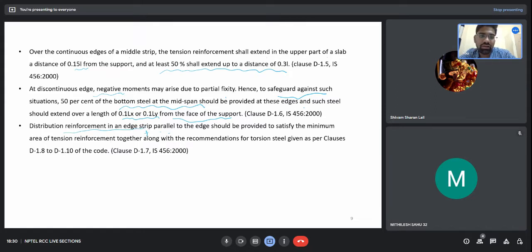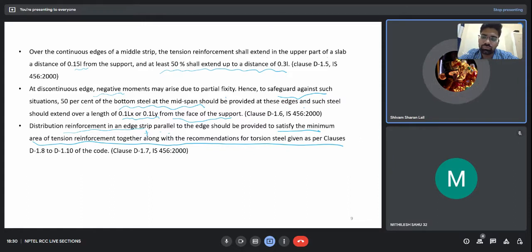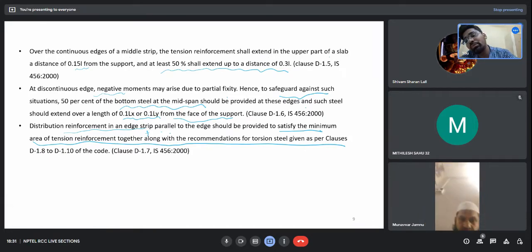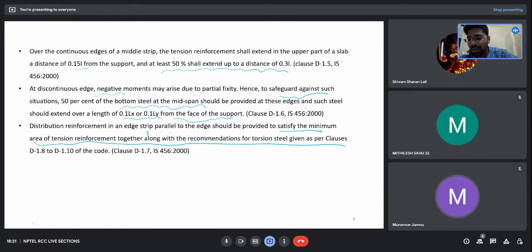The last clause says distribution reinforcement should be provided to satisfy the minimum area of tensile reinforcement together along with the recommendation of torsion bar. What does this mean? Please explain. It says in order to satisfy the minimum amount of, like in the IS code we have what amount should be the minimum area of steel which we should provide. So in order to satisfy that minimum area of tensile reinforcement, we would be providing distribution reinforcement which will be present parallel to this edge.